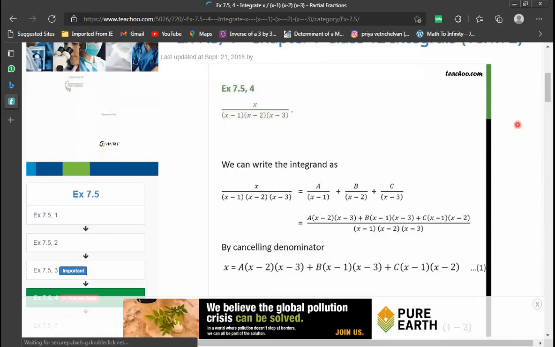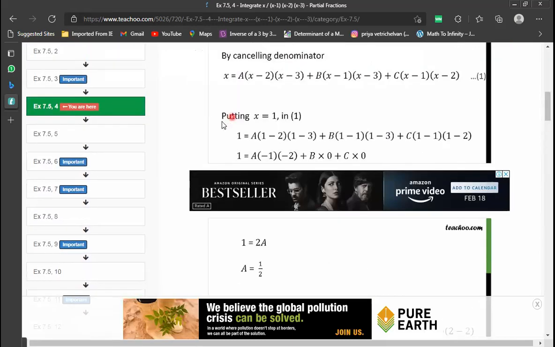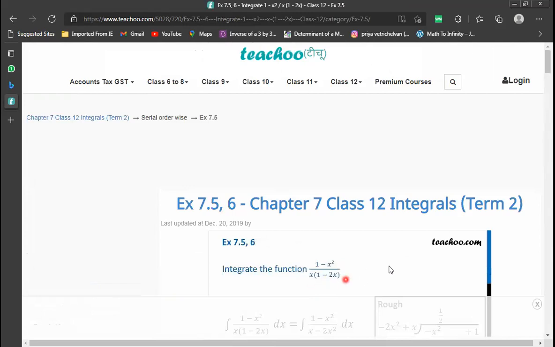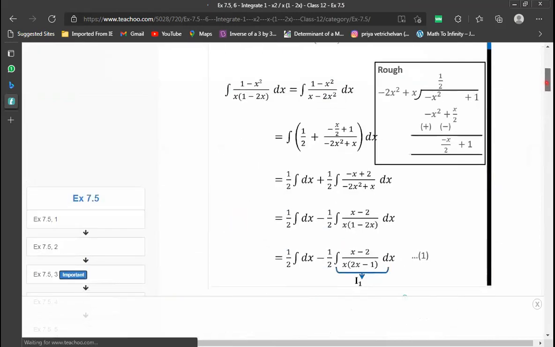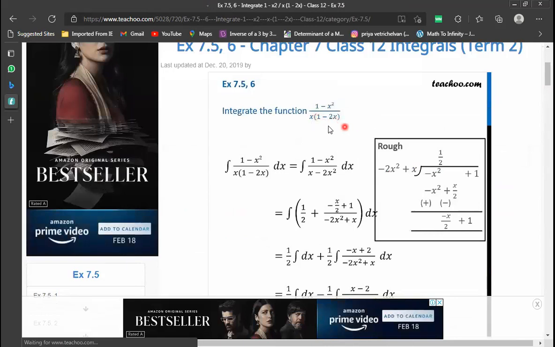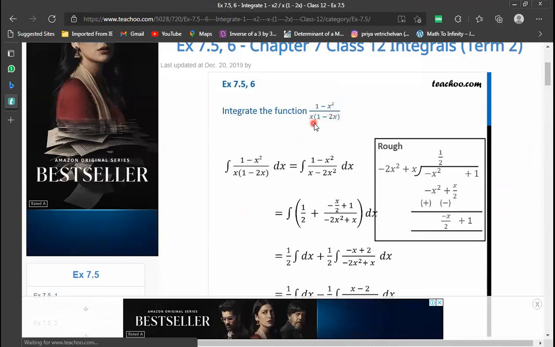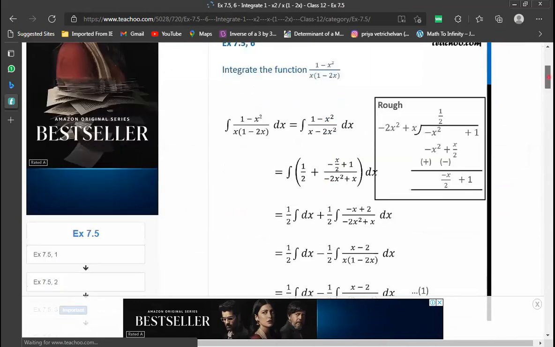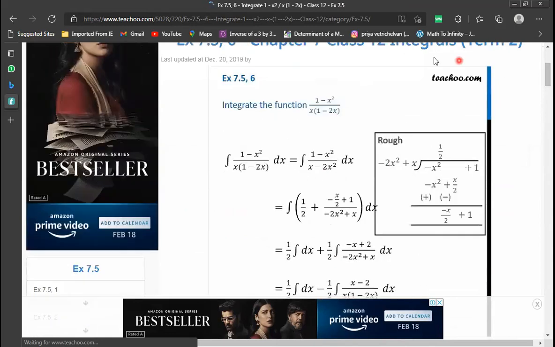Again, you have three different factors. Use the same method. So you have x and 1 minus 2x here. So x into 1 minus 2x, you just change this into a quadratic equation by multiplying it. X into 1 is x and x into 2x will become 2x square. So we will be using the remainder theorem now.